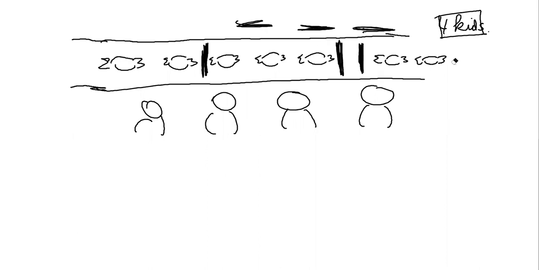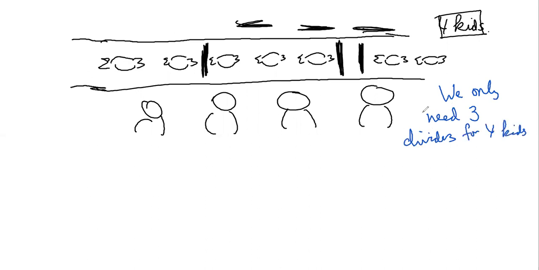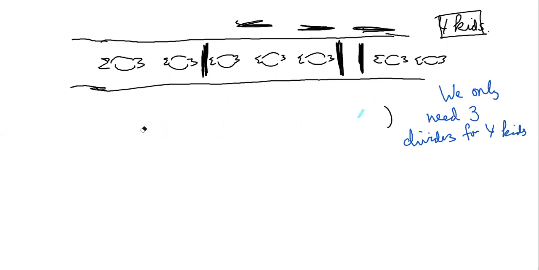And finally, the 4th kid doesn't actually need another divider because there's no one behind him. Let's assume there's no one behind him. So we only need 3 dividers, right? This is very critical. We only need 3 dividers for 4 kids. Does that make sense? Now if we forget the kids and forget the conveyor belt, forget the kids.